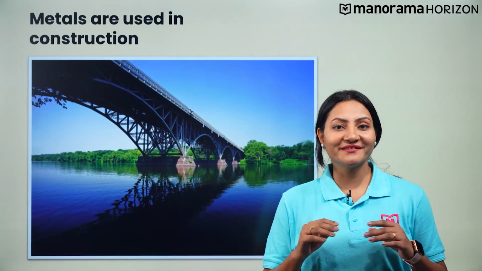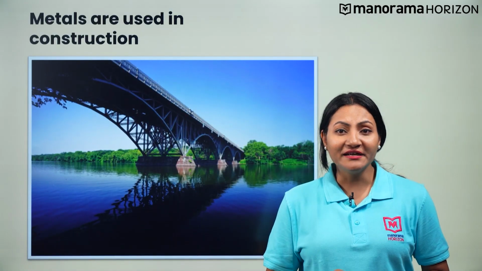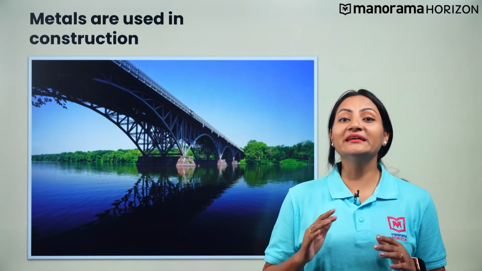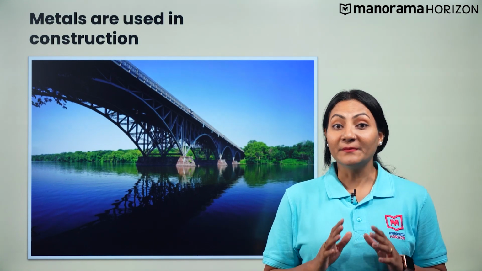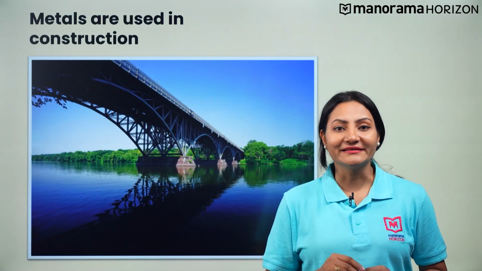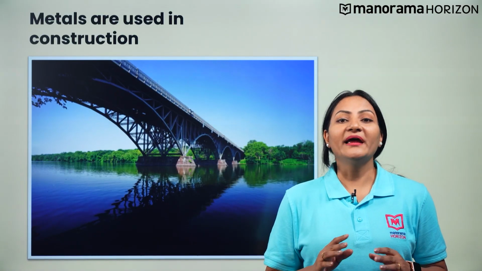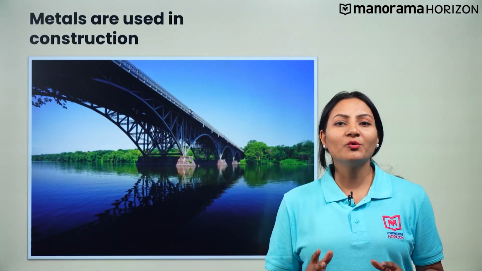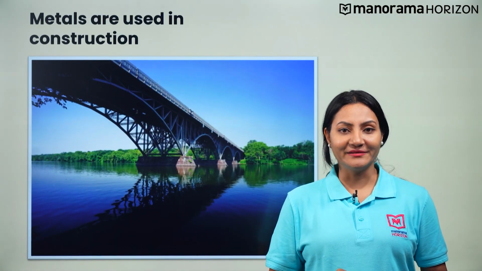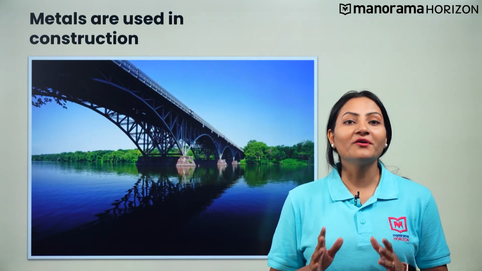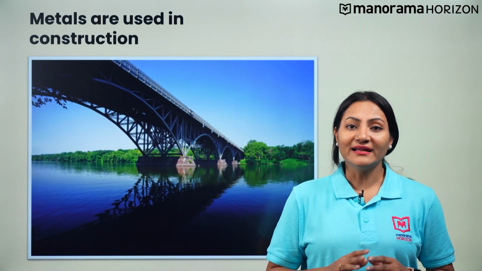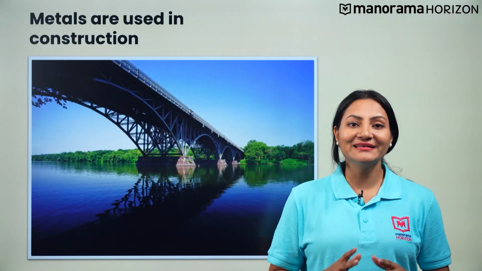Also, many bridges are being constructed in different areas due to increase of urbanization, especially in cities. The main raw material used is iron. All these elements, copper, silver, gold and iron, are transition elements, and they are present in the d block of the periodic table. So let's study about each of them in detail.